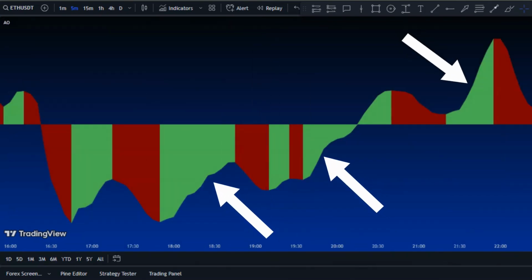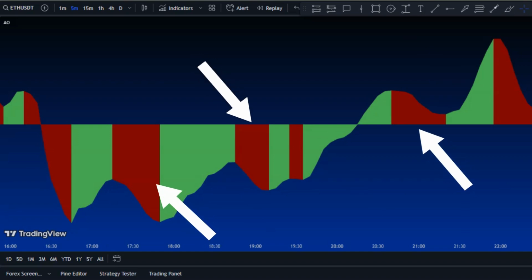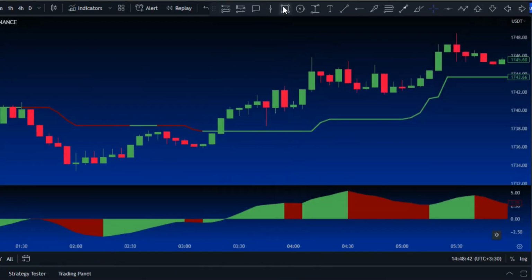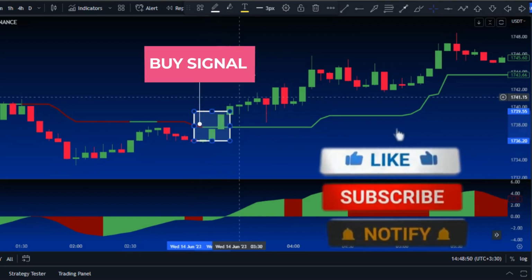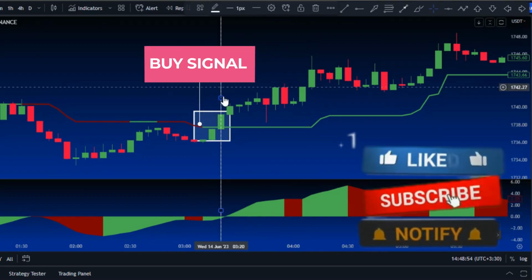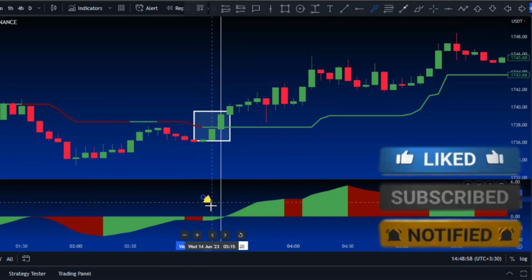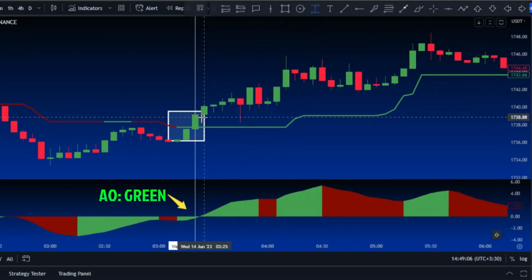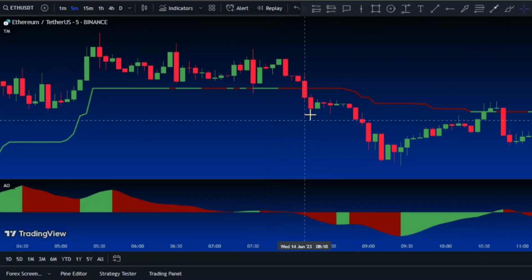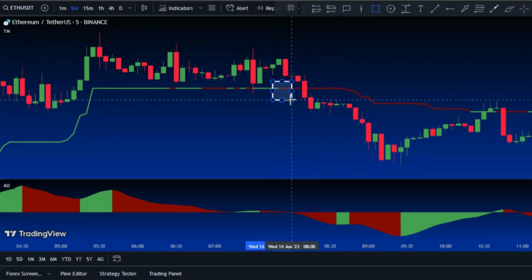Green will confirm buy signals and red will confirm sell signals. So, when a buy signal occurs, AO needs to be green to confirm it. And similarly, when a sell signal from Trend Magic happens, AO needs to be red to confirm that sell signal.